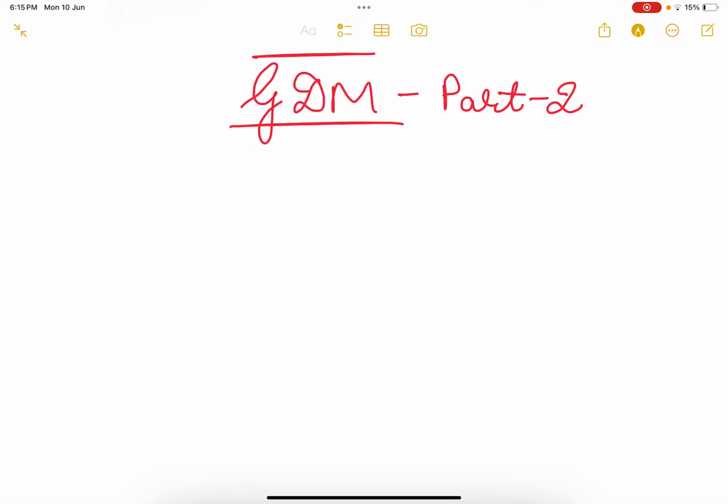Welcome to part 2 of gestational diabetes mellitus. So here we will be learning how do we manage a case of gestational diabetes.